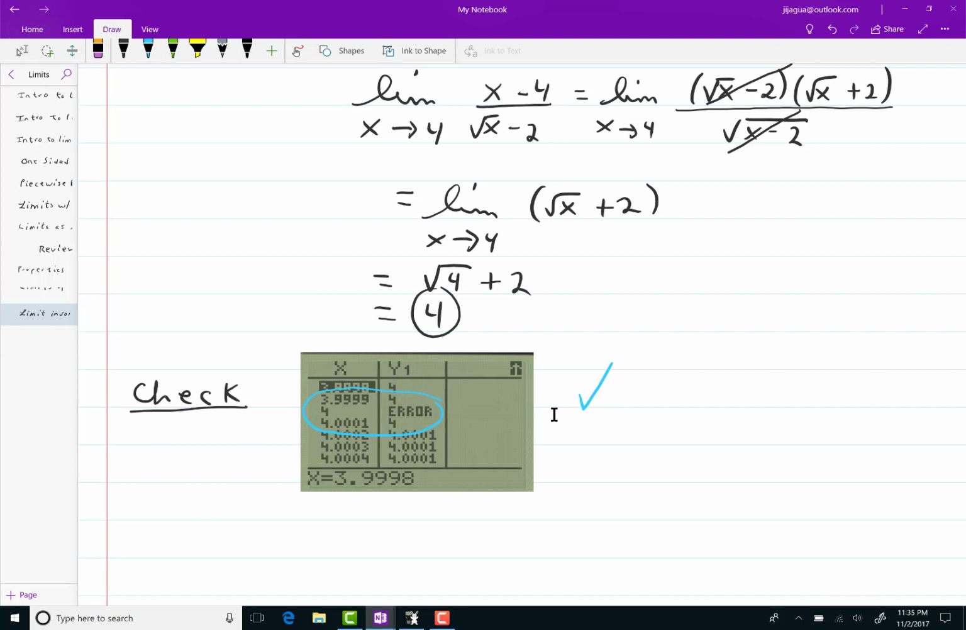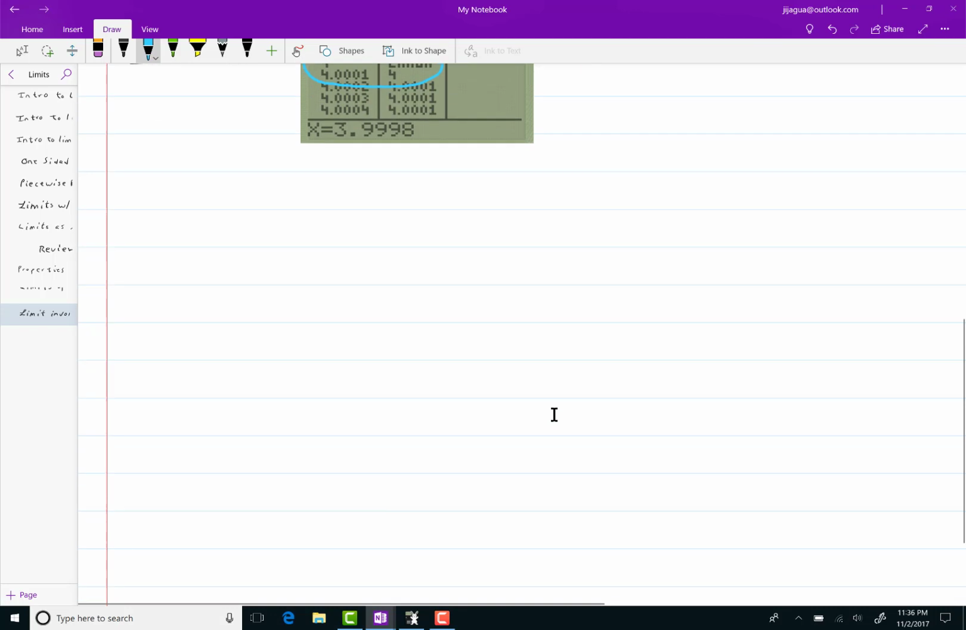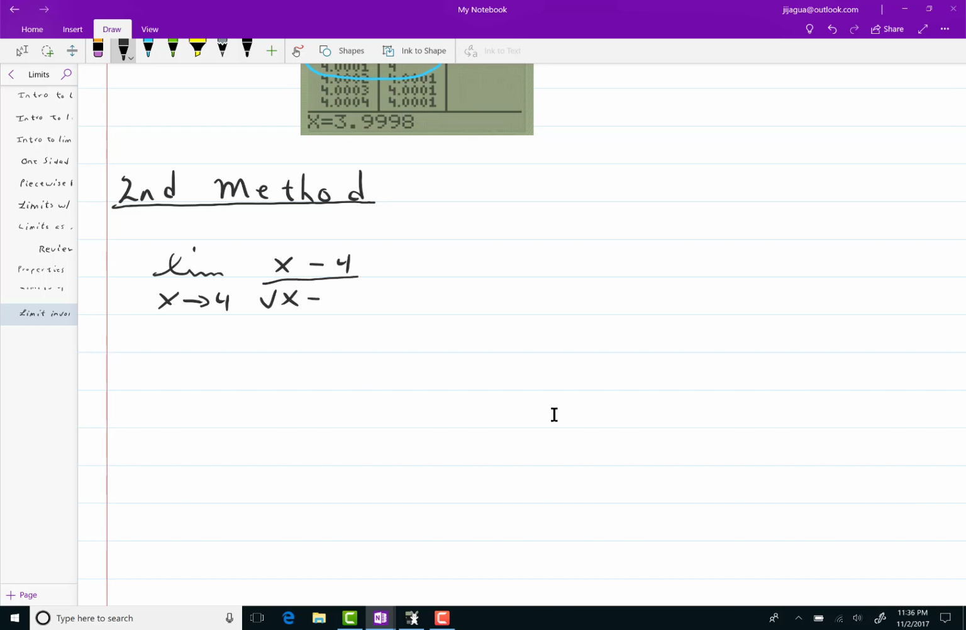Now, this is typically not the way this type of problem is solved in a calculus book. Most people don't actually do what I did; they don't factor. So let me show you a second method real quick that is more standard. Let's try the limit as x goes to 4 of x minus 4 over the square root of x minus 2. This time I'm going to multiply by something called the conjugate.